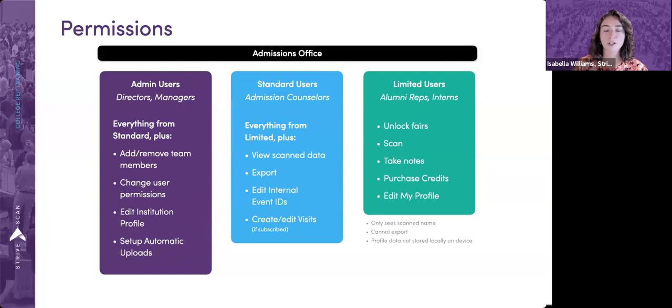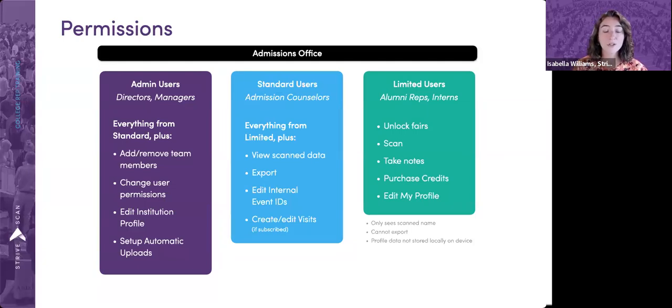So let's chat through which features are available to each group. We'll be going from right to left here. So your limited users are able to unlock fairs, scan, and take notes on the students that they meet. But importantly, limited users can only see the student's name, not their full profile of information, and they cannot export any of the data. Also, since they may be using a personal device, no profile data is stored locally on their phone. It's only stored with StriveScan in the cloud.